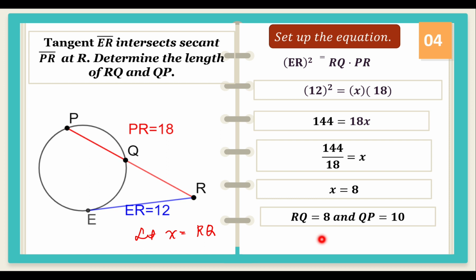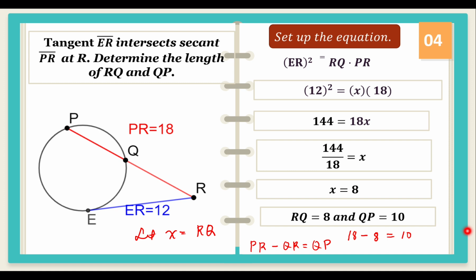And QP, which is the inner part of the secant segment, we now subtract 8 from 18 and we arrive at 10. That is actually the measure. PR minus QR will give us QP. Thus, we have here the values or the measures of RQ and QP to be 8 and 10 respectively.